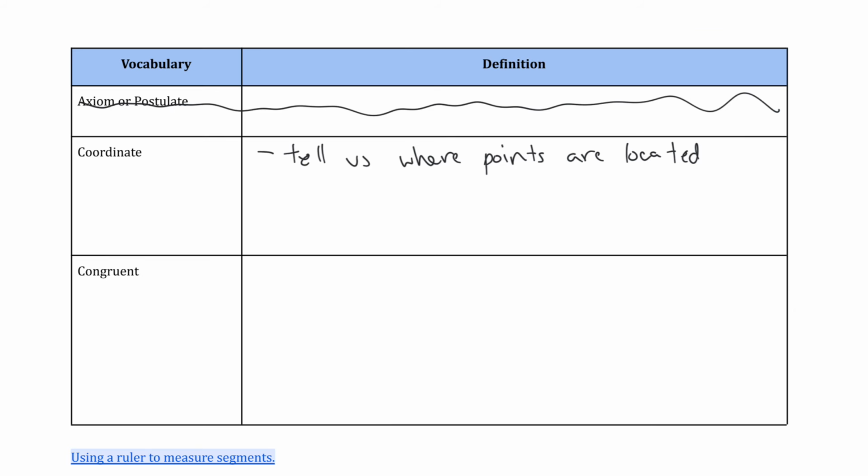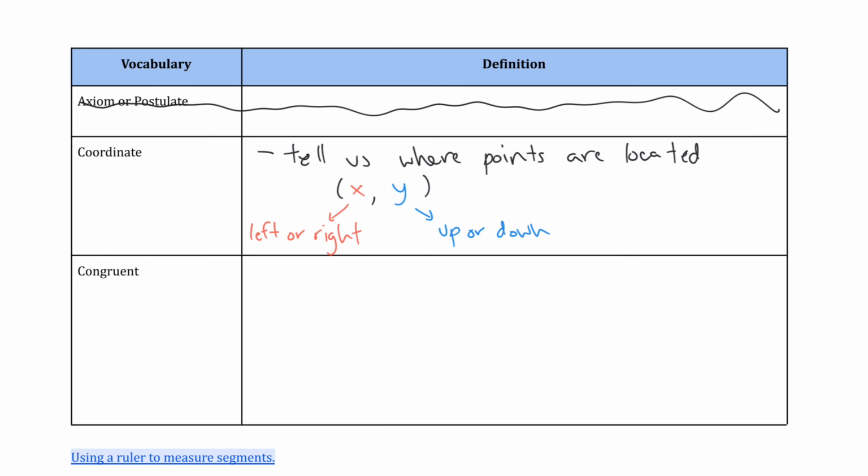As a reminder, coordinates look a little something like this. They look like x, comma, y. The x coordinate here tells us to move left or right, and by how many units? That would depend on what number is there in place of x. And then the y coordinate tells us to move up or down, depending on what number y is as well.